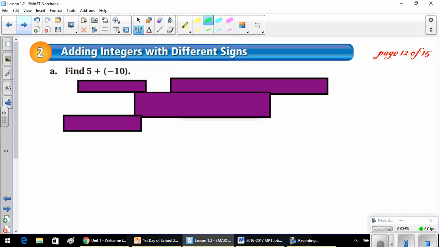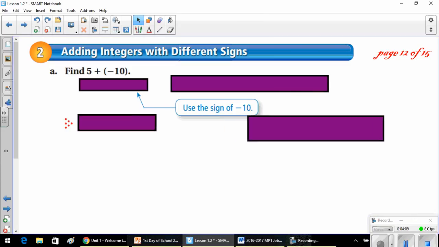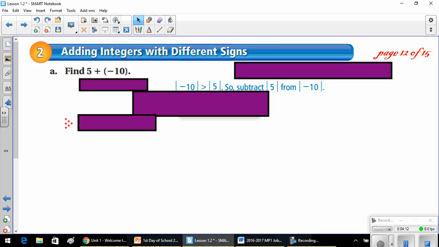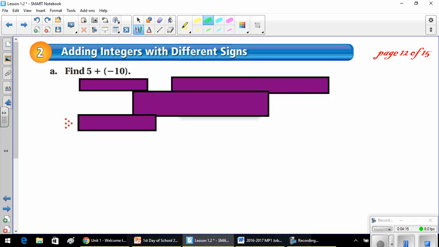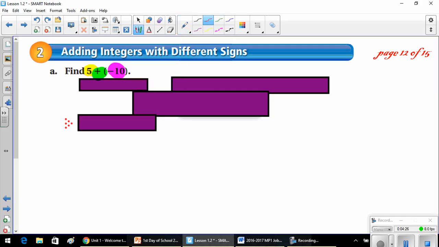Okay, page 12 of 15, we're going to find 5 plus negative 10. Since the signs are different, I have a positive here and I have a negative here, and they're being added to each other. So I can draw this out for you. I have 1, 2, 3, 4, 5 positives, and I have 10 negatives: 1, 2, 3, 4, 5, 6, 7, 8, 9, 10.